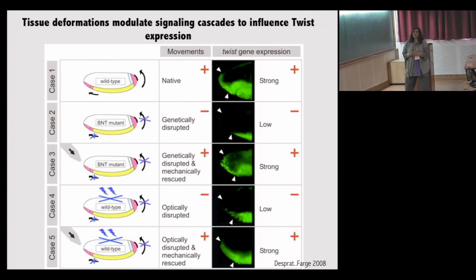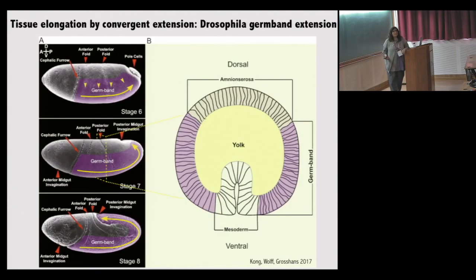And one implication of this was that maybe in the course of normal development, mechanical forces induced or generated by other tissue deformations could act as triggers for gene expression, right? Okay, so having described some of this yesterday, I will now move to looking at a different kind of morphogenetic event that primarily accomplishes elongation of the tissue.